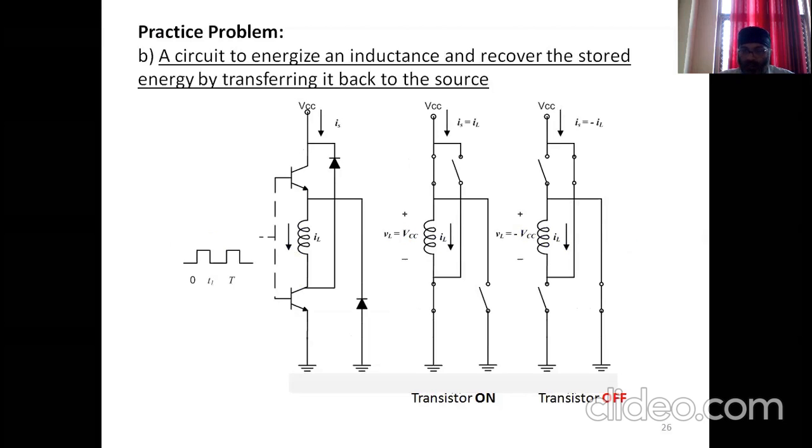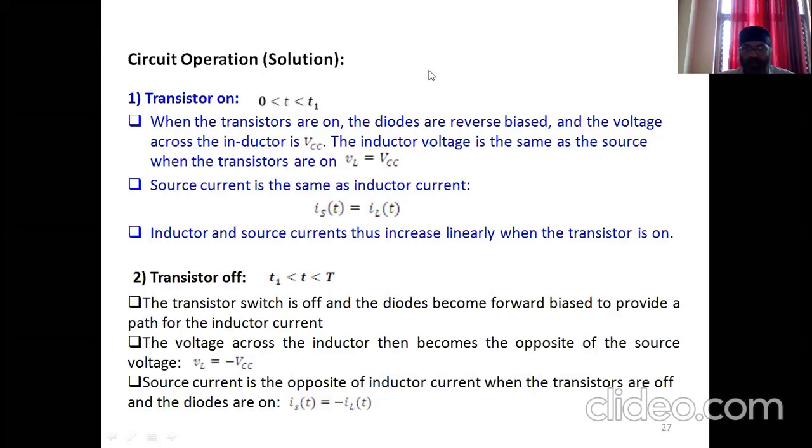This you have to do at home. In this case, we have 2 transistors instead of 1 and 2 diodes instead of 1. That's the only difference. But the actual concept is the same. When the transistor is on, how the inductor is energized, and when the transistor is off, how this stored energy in the inductor is actually used by the circuit. This is actually detailed over here. So you can do your homework and then we'll see.